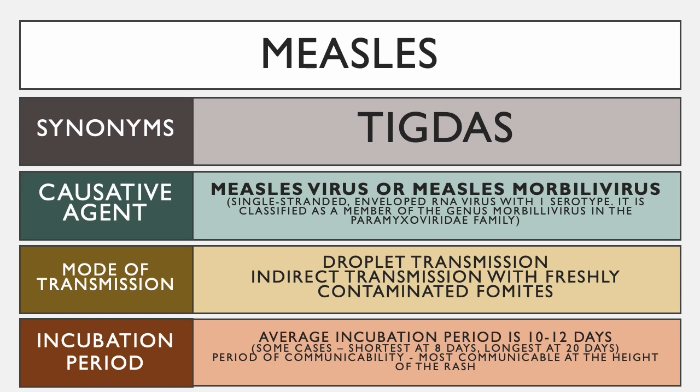Now, you would be asking, kailan siya mas nakakahawa? Okay, you'd be asking about the period of communicability. Now, for measles, as long as the rashes are there, they are still considered communicable. And they are most communicable at the height of the rash. Yung very peak ng mga rashes nila, no? And again, that's the reason why measles is called exanthematous kasi nga, it's because of the eruption of these rashes, okay? That's basically the pathognomonic sign of measles.